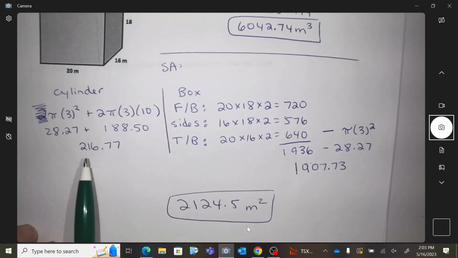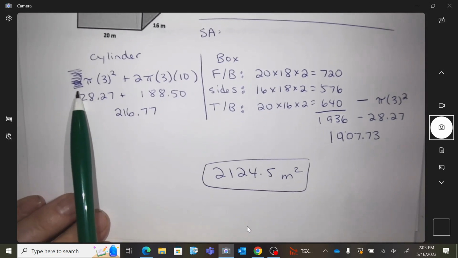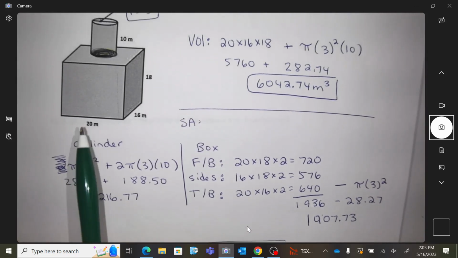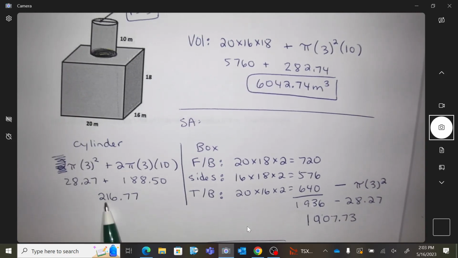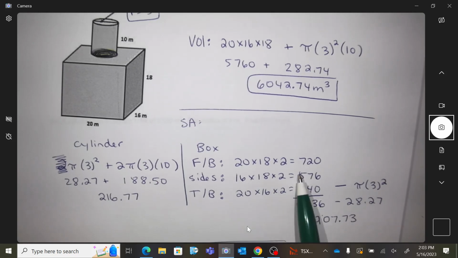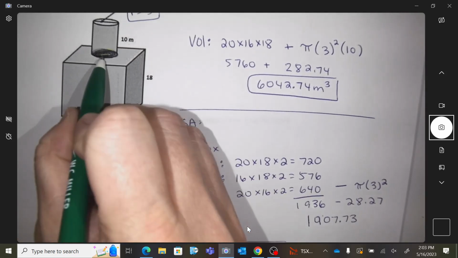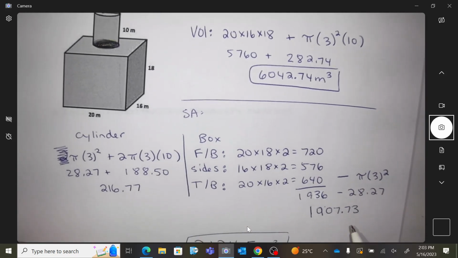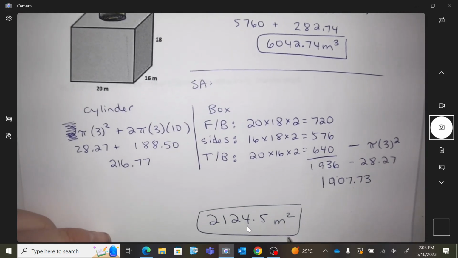Okay, so with the cylinder, we took off one of the circles so that we didn't paint the bottom of the cylinder. The box we broke down into the sides, the front and back, top, bottom, but then we noticed on the top of the box we would have to take off a circle. Okay, so there's your numbers.